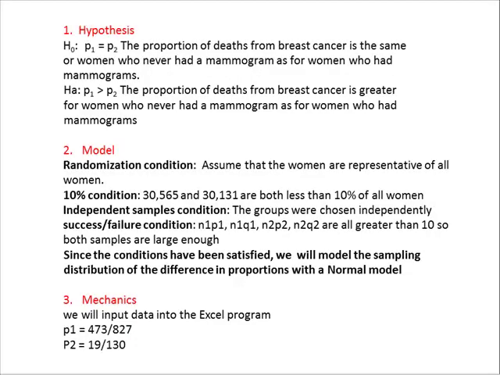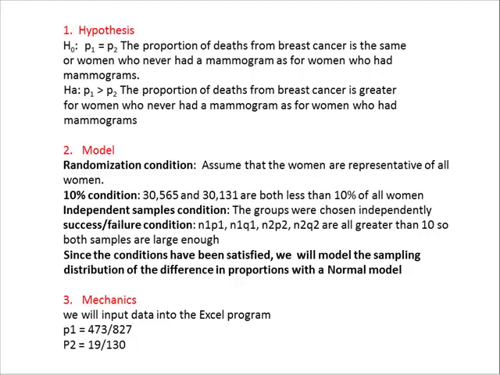Let's conduct a hypothesis test. Our null hypothesis is that the 2 proportions are equal, or that the difference between them is 0. So the proportion of deaths from breast cancer is the same for women who never had a mammogram as for women who had had a mammogram.